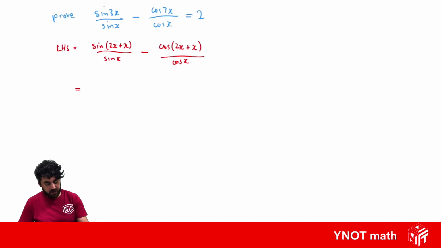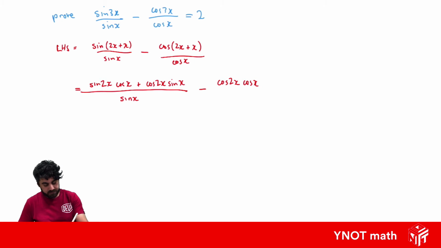So let's go ahead and expand those out. So we're going to get sine 2x cos x plus cos 2x sine x, all over sine x, minus cos 2x cos x minus sine 2x sine x, all over cos x.